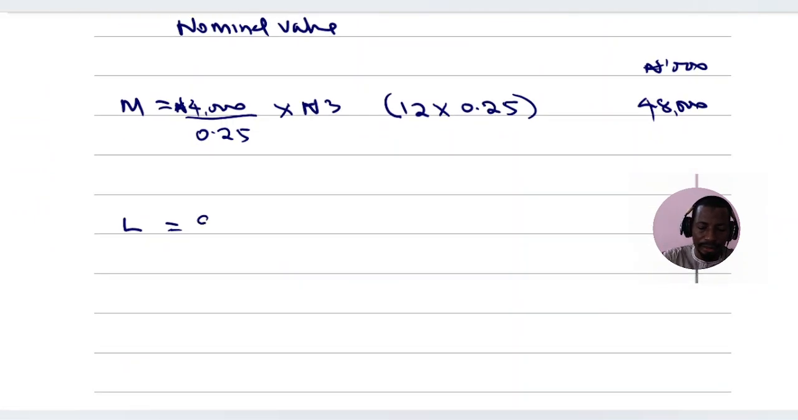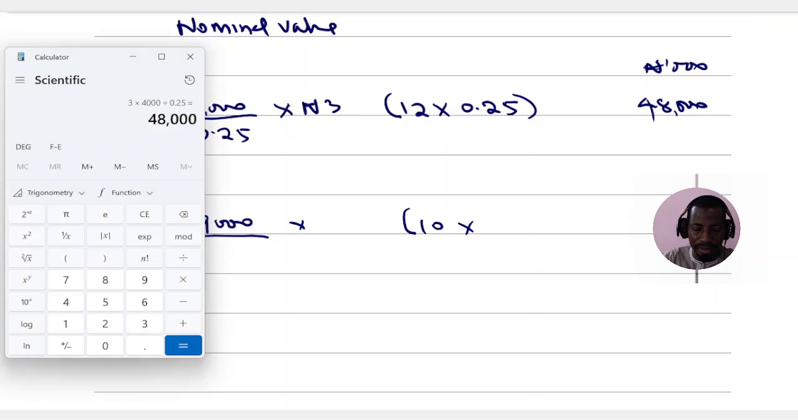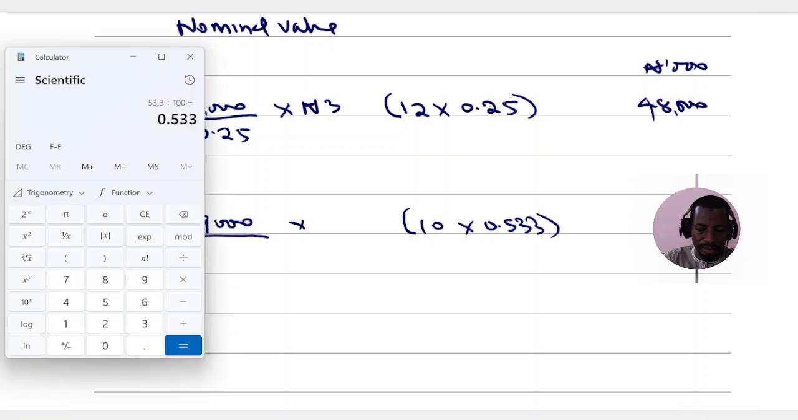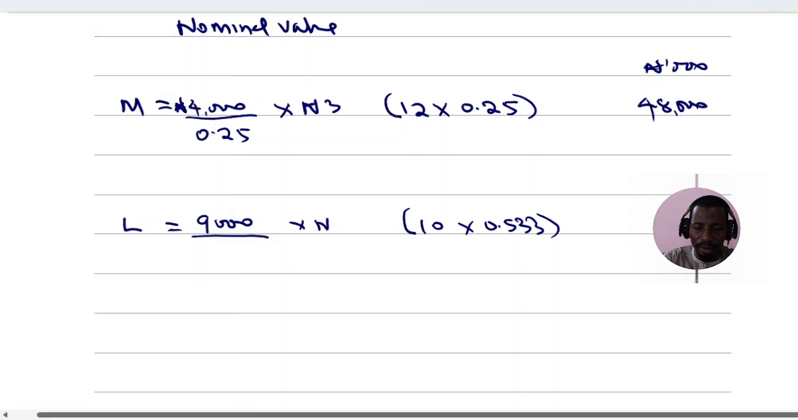Here is 9,000 divided by, okay, then multiply by, I don't know yet. So here is 10 multiplied by 53.3 divided by 100. 53.3 divided by 100, that's 0.533. 0.533 multiplied by 10 equals 5 naira 33 kobo. Here is 5 naira 33.